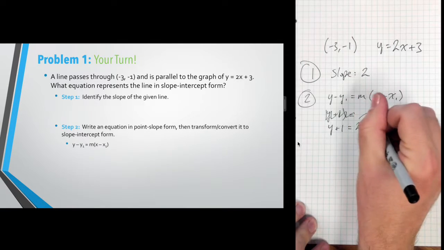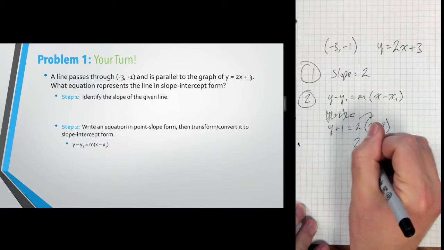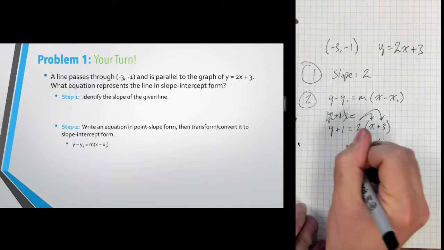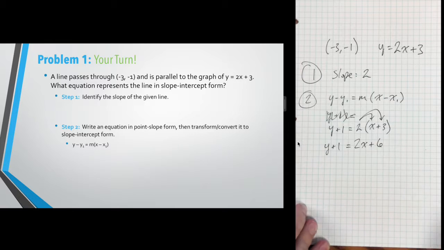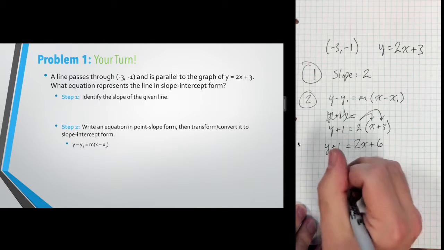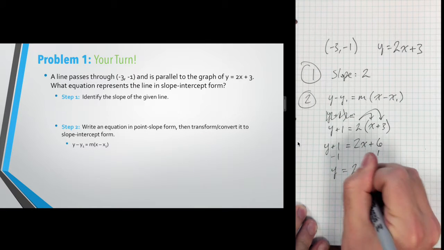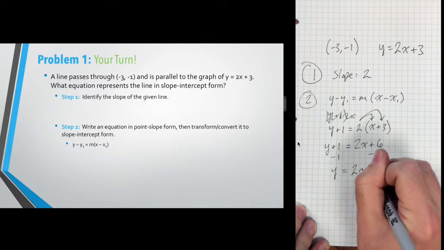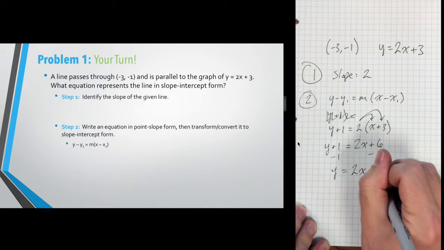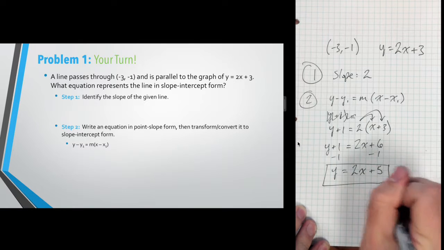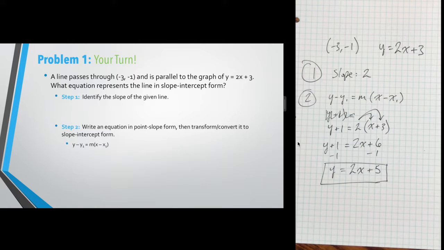Now, distribute the 2. 2x plus 6. Here we are. Then subtract 1. Y equals 2x plus 5. There's our answer. Y equals 2x plus 5.